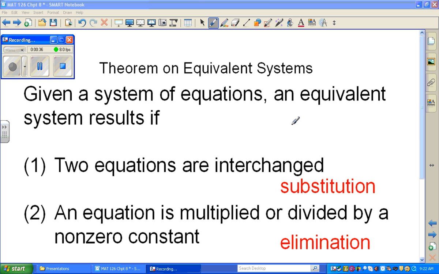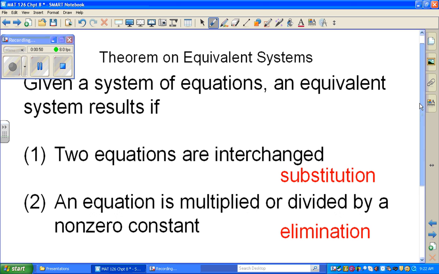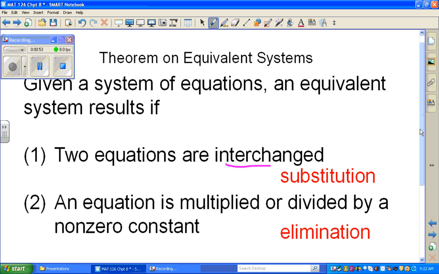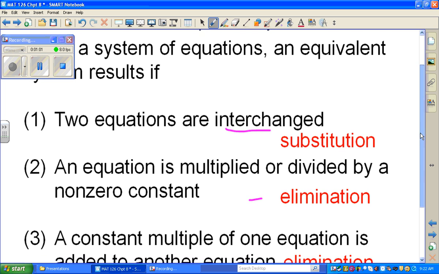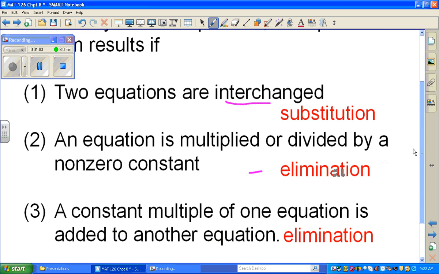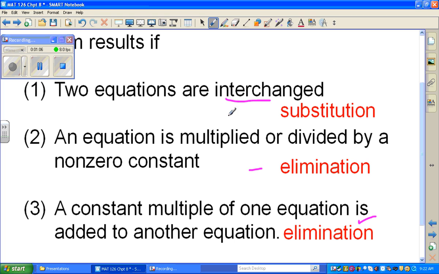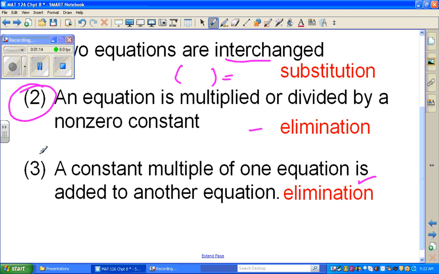Here's a list of things to check off as we go through. Given a system, this is just textbook language. Two equations interchanged. That means a substitution. An equation multiplied or divided by a non-zero constant. That's for the elimination method. Also, a constant multiple of an equation added to another one. That's elimination. Substitution we did before today. It's where you set something into something else and solve it. So today we're going to concentrate on those.